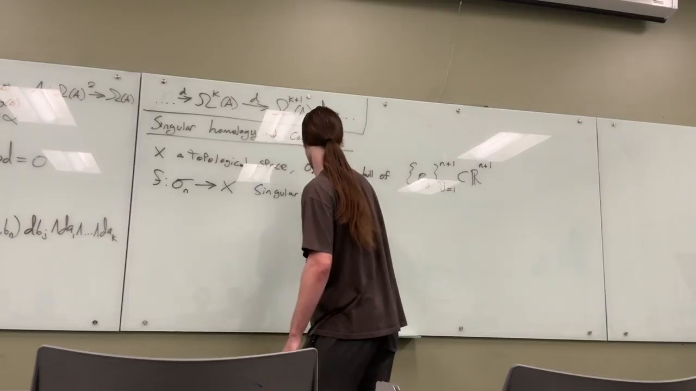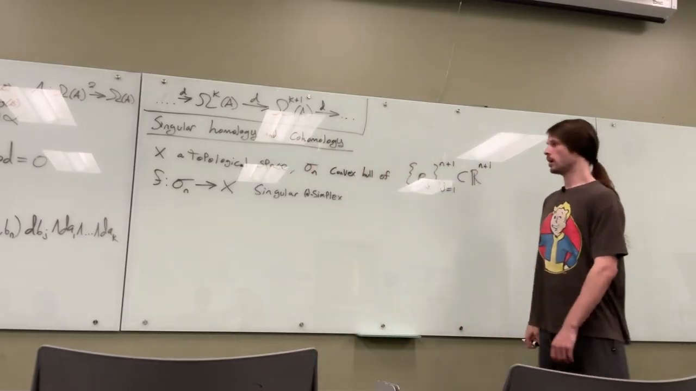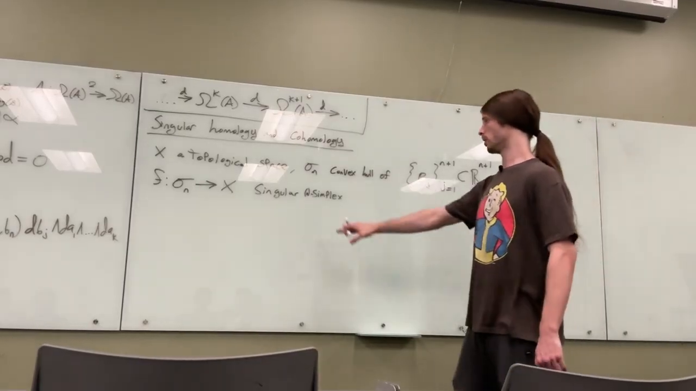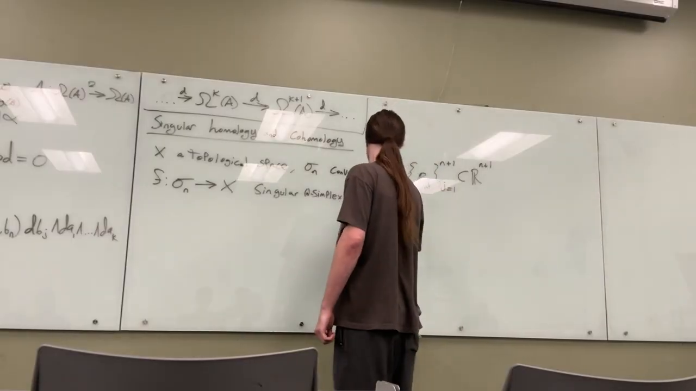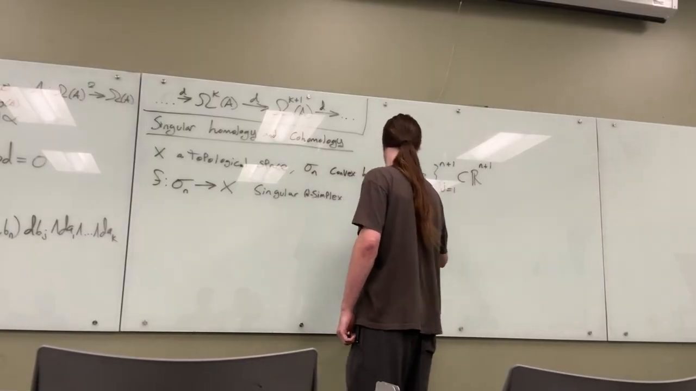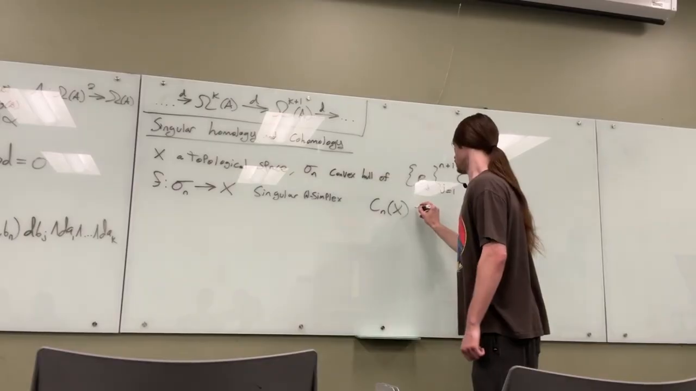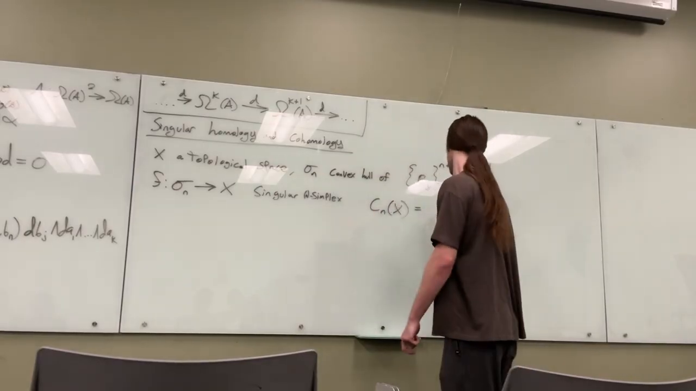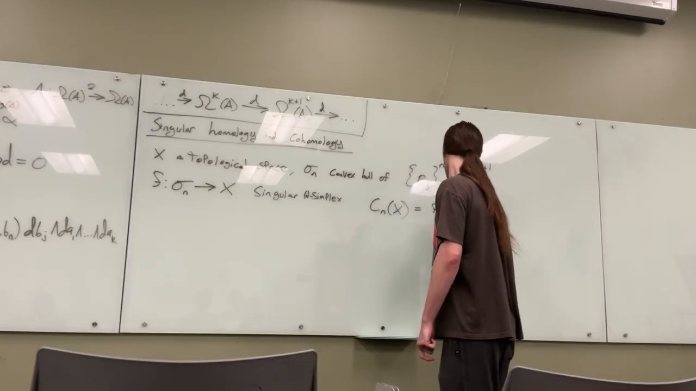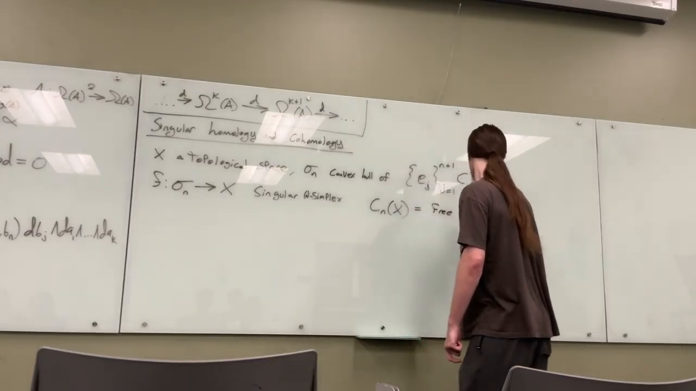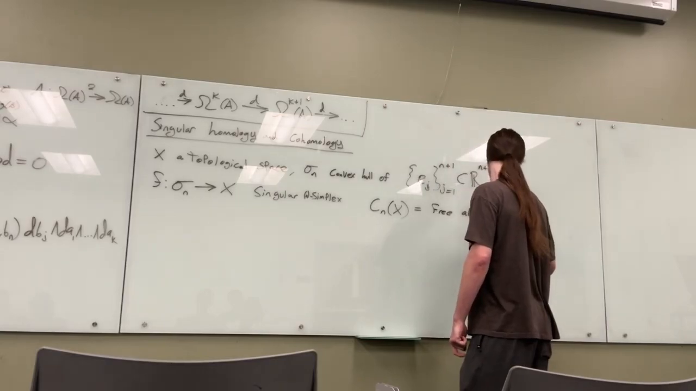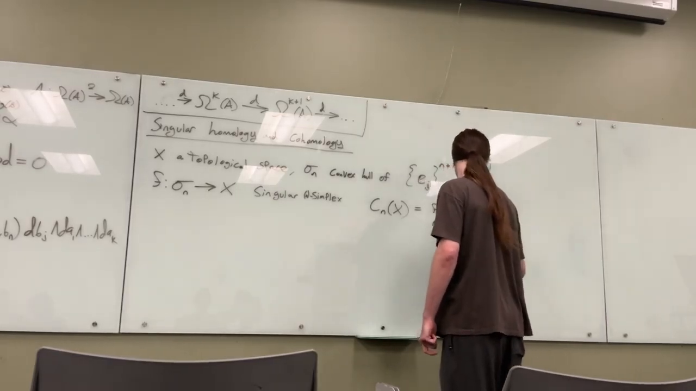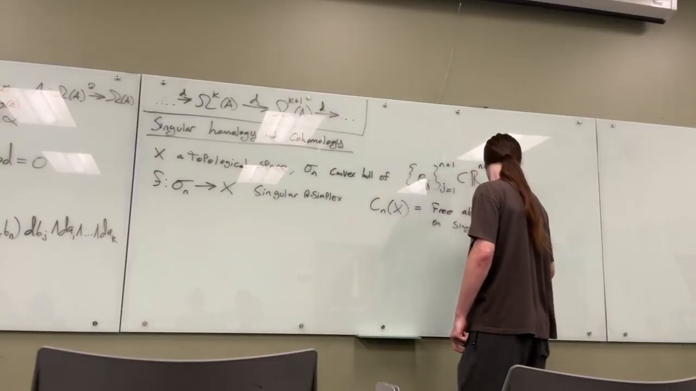Basically n simplex. And now in order to make my chains, my n chains on this space X, I define this to be equal to the free abelian group on singular n simplices.